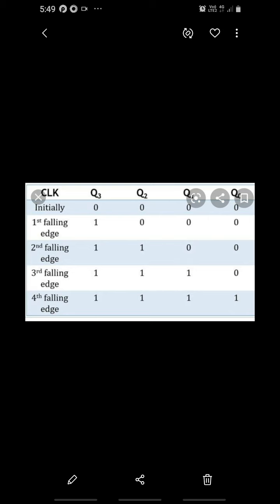So from the above table, Q0 is equal to 0, 0, 0, 1, Q1 is equal to 0, 0, 1, 1, Q2 is equal to 0, 1, 1, 0, and Q3 is equal to 1, 1, 0, 1.